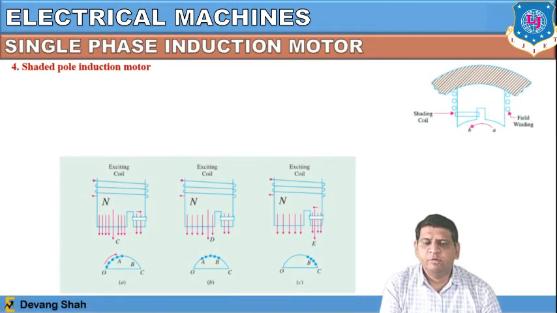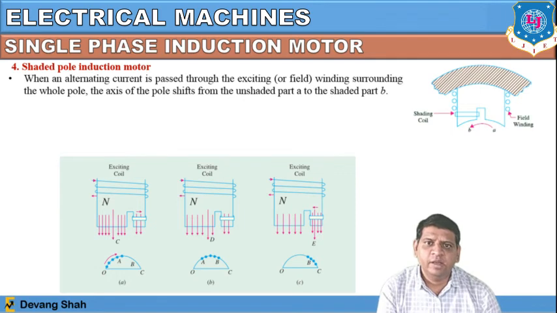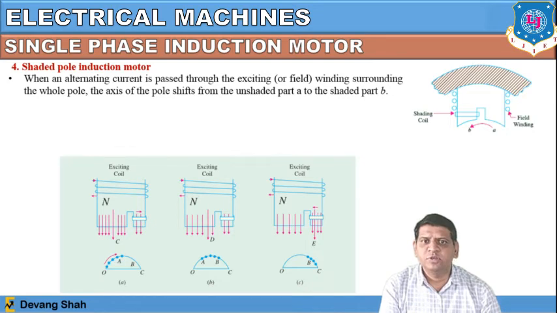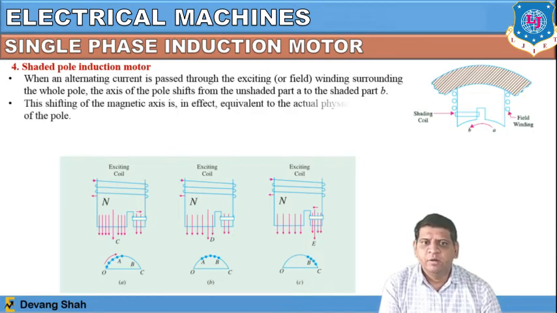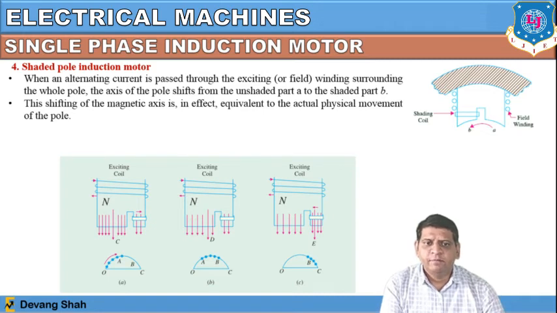So this is nothing but an arrangement like a transformer, where alternating current is passed through the field winding surrounding the whole pole, and the axis of this pole shifts from the unshaded part to the shaded part, right? Here you can see more flux is accumulated at this portion and very little flux is there. As the signal goes through the positive half cycle from O to A to B and B to C, you can see the amount of flux decreases and shifts to this side. In the same way, once it reaches C, the flux is very small here and a larger amount of flux is generated at the shaded part.